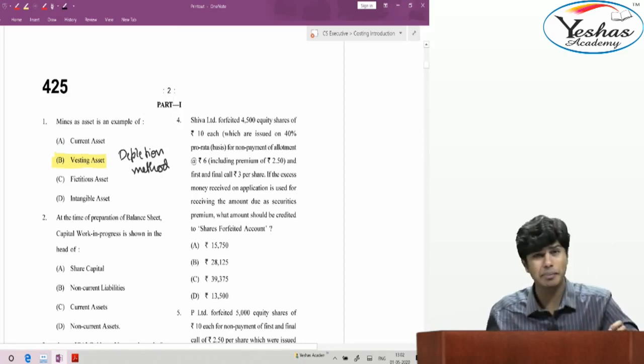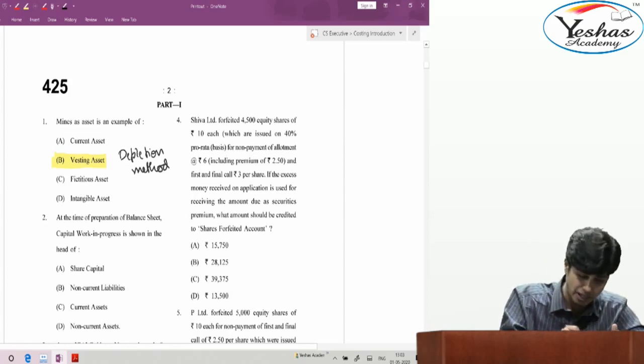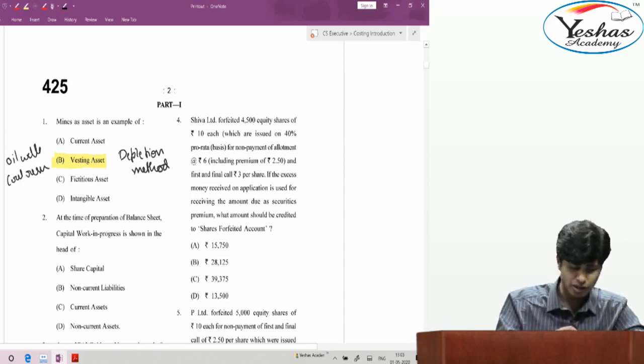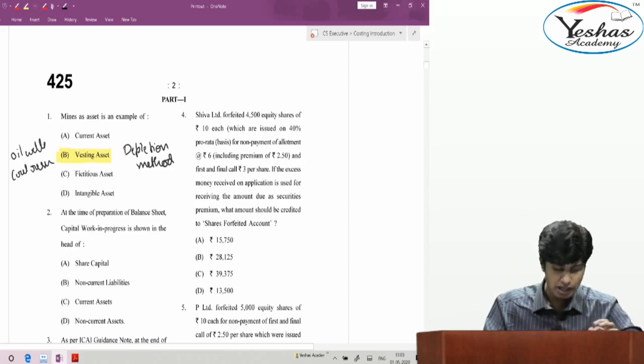And are only mines wasting assets? No. There are quite a lot of other wasting assets also, maybe like oil wells, coal reserves, and any other item which is natural in character. Come on, let us go to the next one.